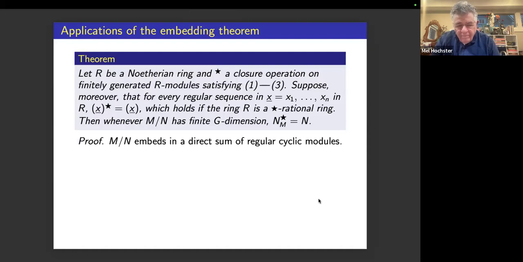And here's the proof. M mod N embeds in a direct sum of regular cyclic modules. And in each of these, 0 is closed. That's it. So with those three axioms, because 0 is closed in the direct sum of regular cyclic modules, M mod N is in there, so 0 is closed in M mod N. So the proof could hardly be easier once you have the embedding theorem. Any questions at this point? Okay.